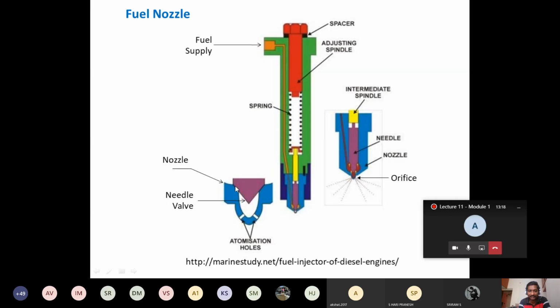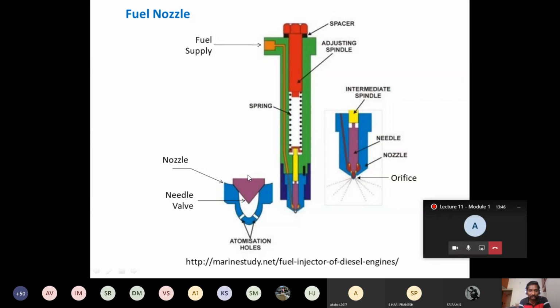If it is completely closed, if the needle valve sits in the valve seat and completely closes, the entry of fuel through the flow passage to this portion, which we call a sac, or a chamber where the fuel is going to be available before it is sprayed, is blocked. So it closes.